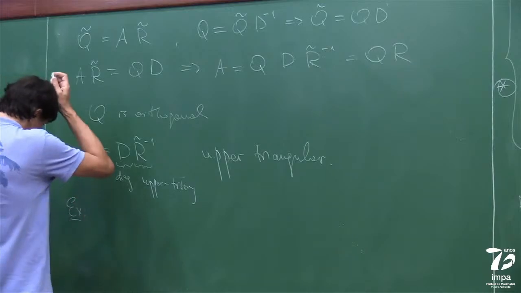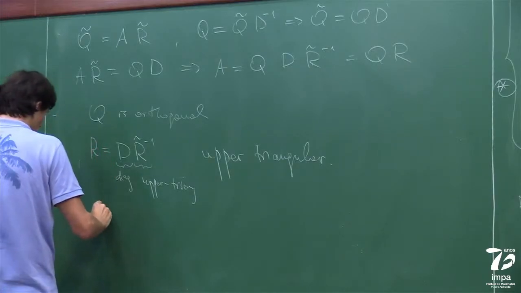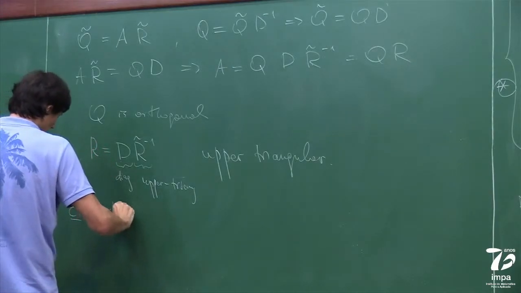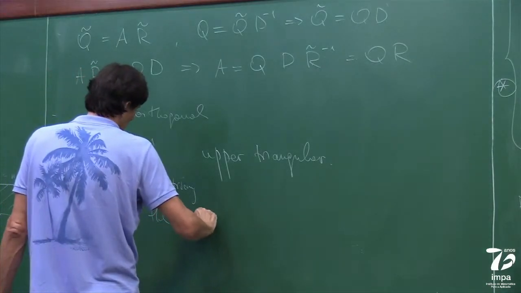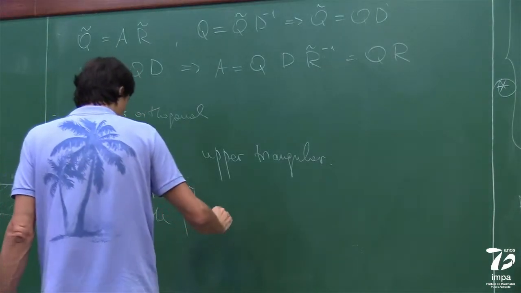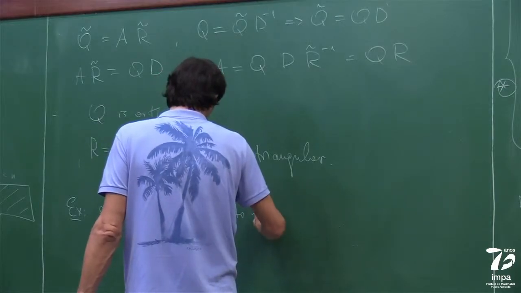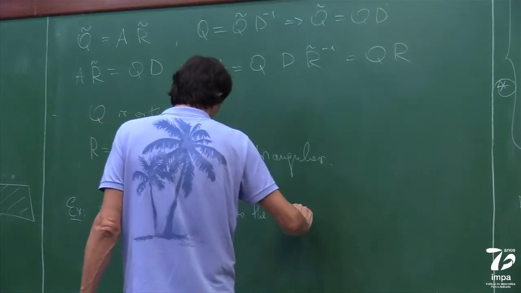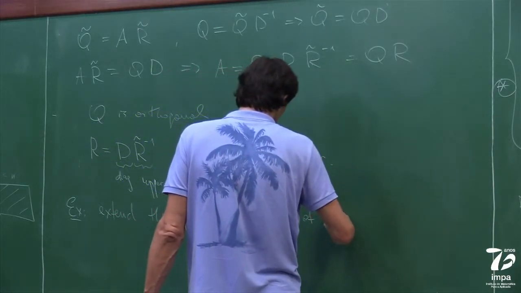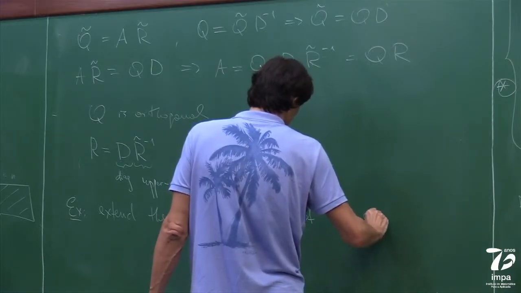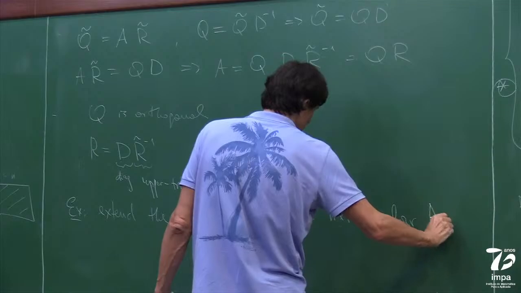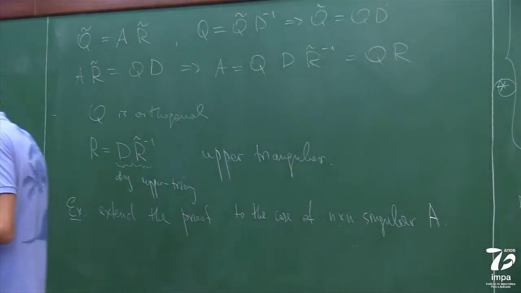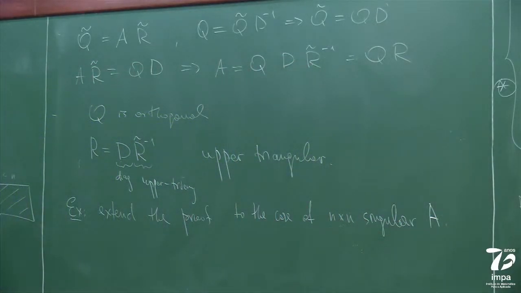rather simple exercise, you can think of how to extend the proof to the case of singular, of n by n singular matrix A. So what's missing to make it work for the singular matrix A? Just try to check.